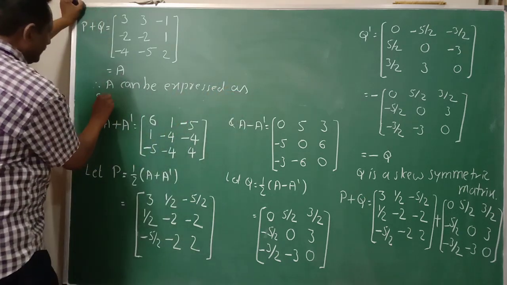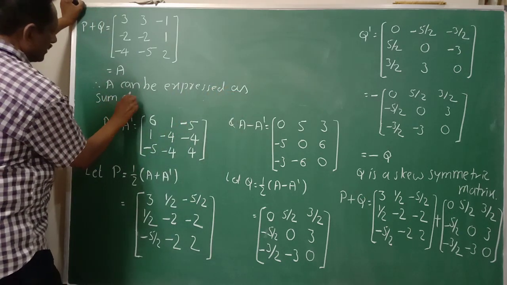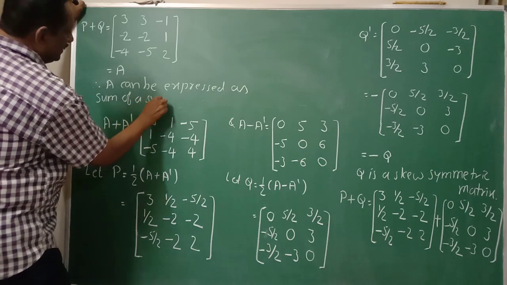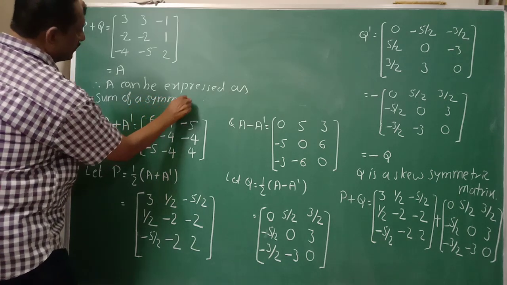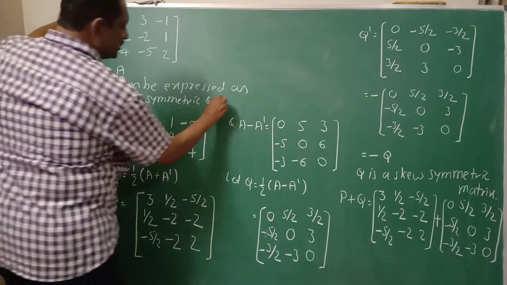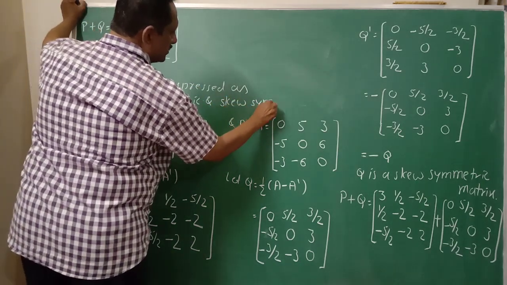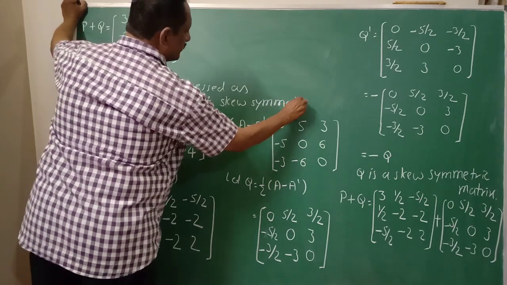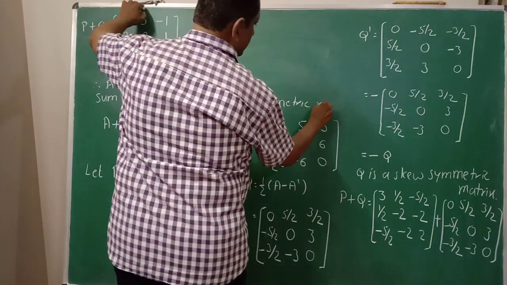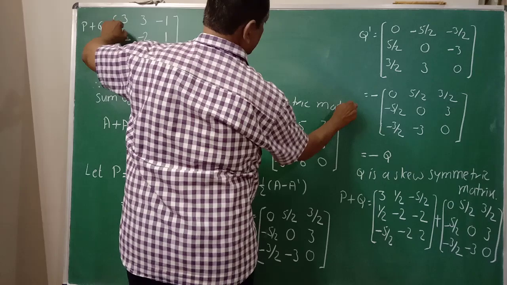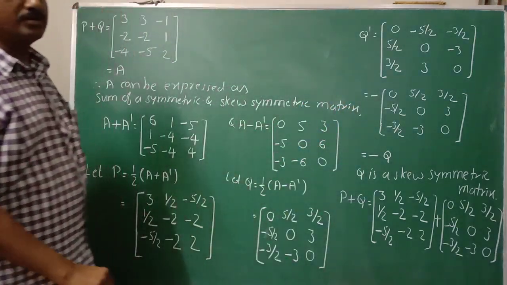Therefore A can be expressed as the sum of a symmetric and a skew symmetric matrix. So this is the procedure here.